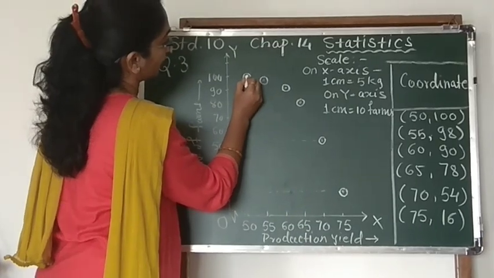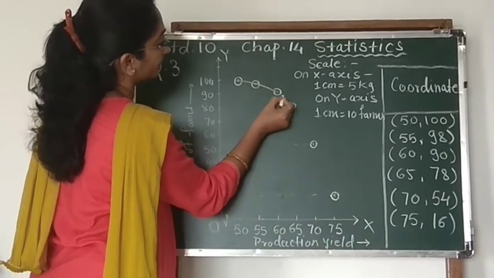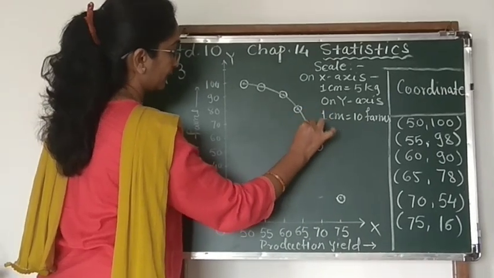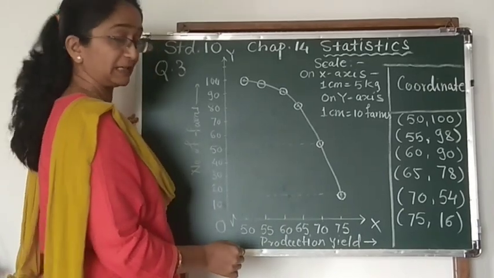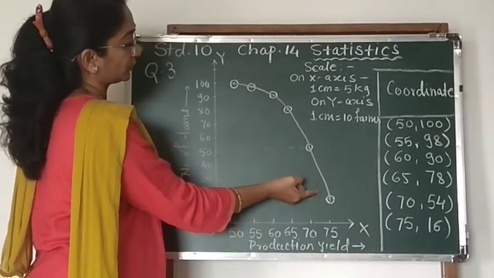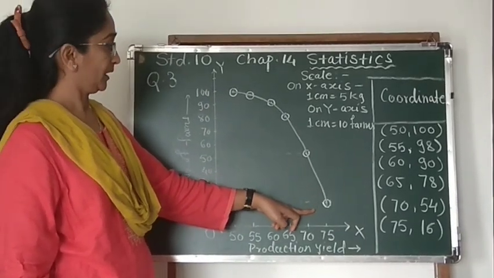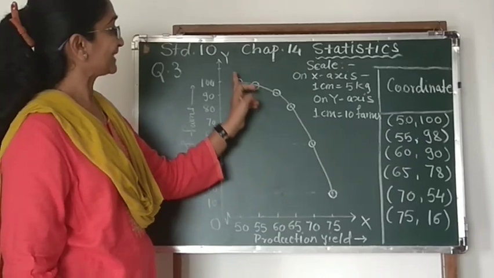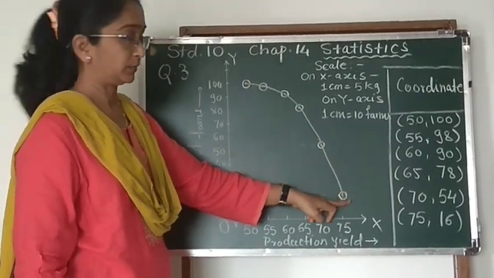Now join these points by a freehand smooth curve. Don't use the scale for joining the points. Now this is the more than type ogive. Now here this is cumulative downward. You can see here.